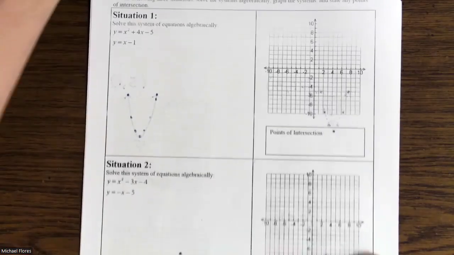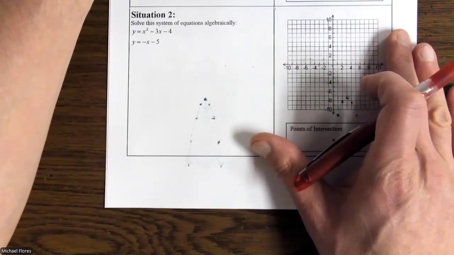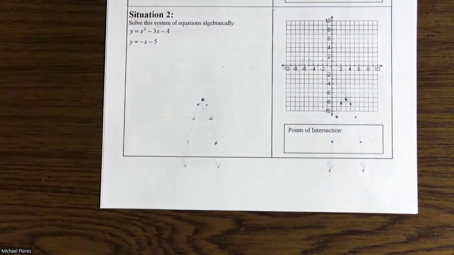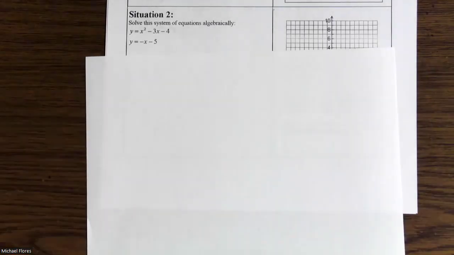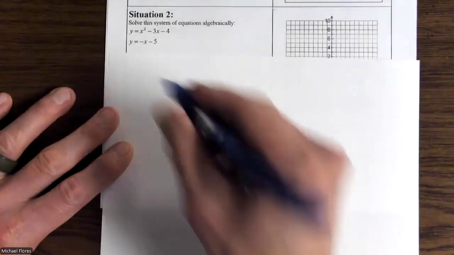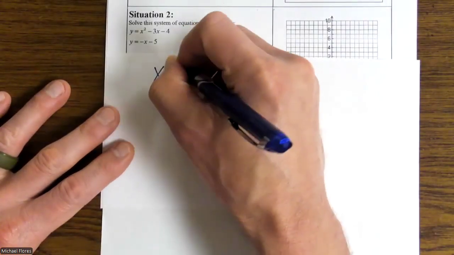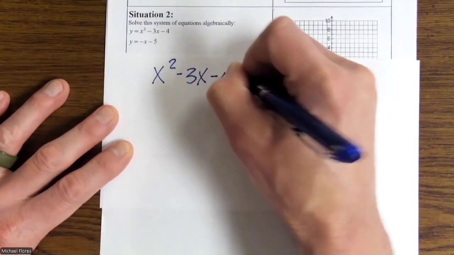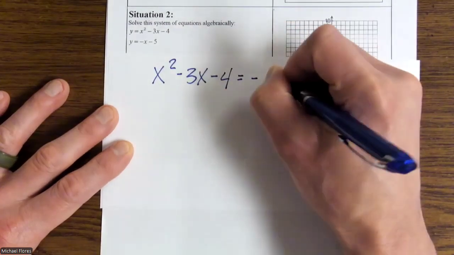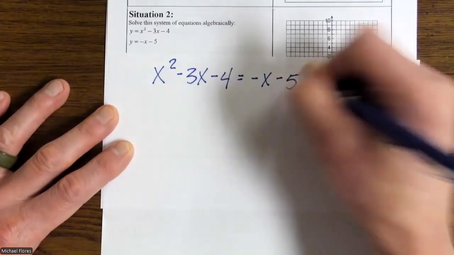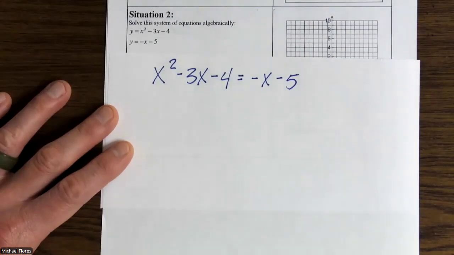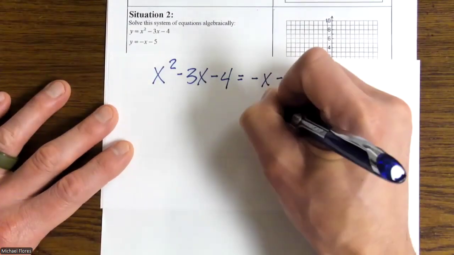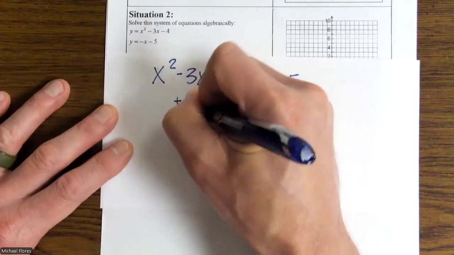Situation 2. Once again, I'm not going to graph this one. We're just going to solve algebraically and see what happens. Let's set these two functions equal to one another. Now that they're set equal to one another, we are going to set it equal to 0 by combining like terms.